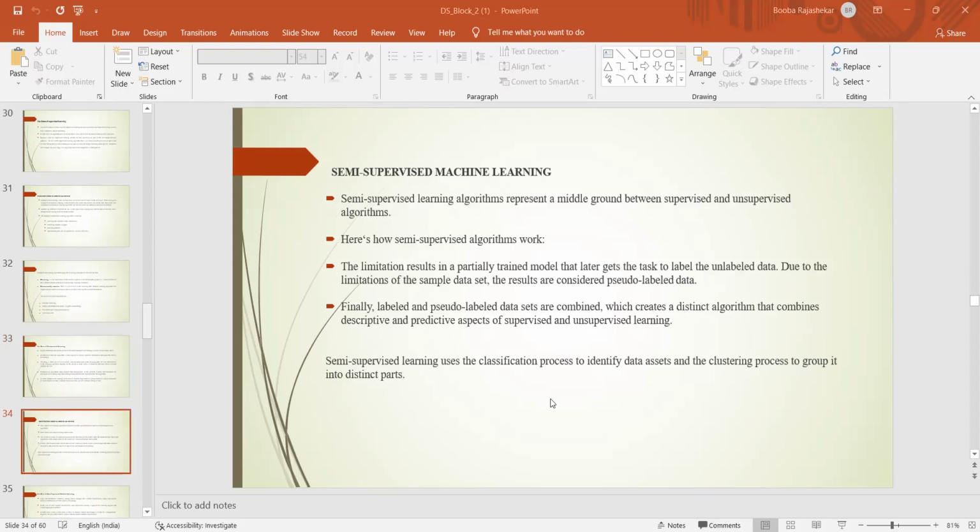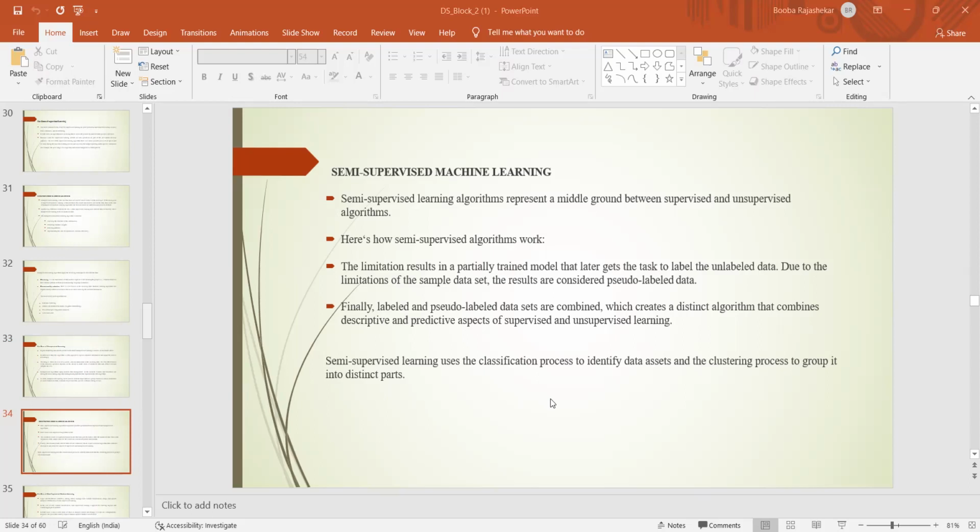So next one is semi-supervised machine learning. Semi-supervised machine learning represents the middle ground between supervised and unsupervised algorithms. Here is how semi-supervised algorithms work: the limited labeled data results in a partially trained model that later gets tasked to label the unlabeled data. So the limitations of the sample data sets result in what is considered pseudo-labeled data sets.